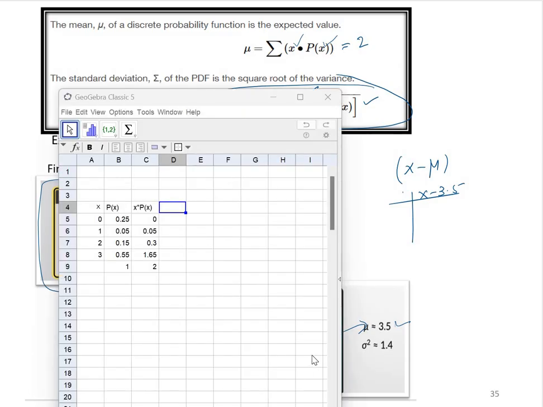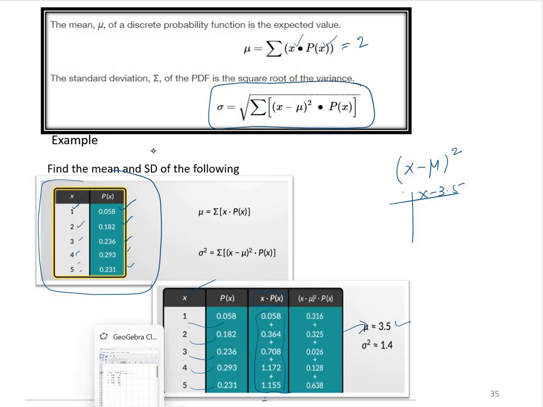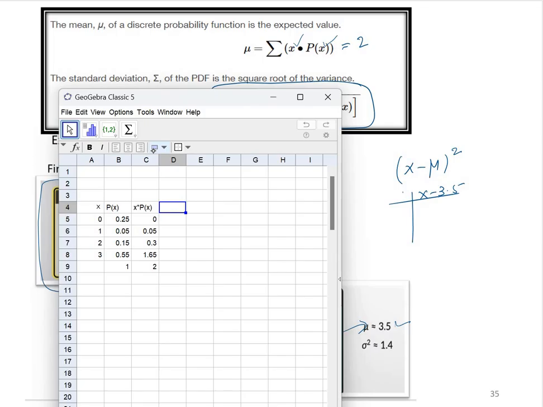Similarly, to find the standard deviation, the formula is this one: x minus mu the whole square times p of x, and take the square root of that. So we are going to do that with the help of GeoGebra. So here what we want to do is x minus mu. So x minus mu is x minus 2. And we can find the x minus 2 the whole square there.